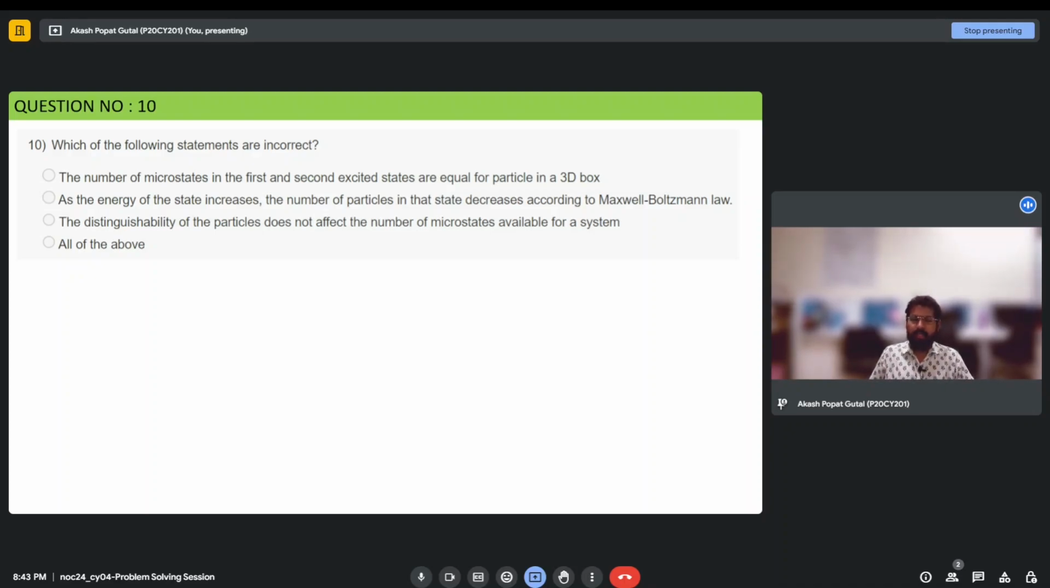The number of microstates in the first and second excited states are equal for a particle in a 3D box. As the energy of the state increases, the number of particles in the state decreases according to Maxwell-Boltzmann law, and the distinguishability of the particles does not affect the number of states available for a system. And the last one is all of them. Please try to solve. Let's give 2-3 minutes to analyze this problem and solve.